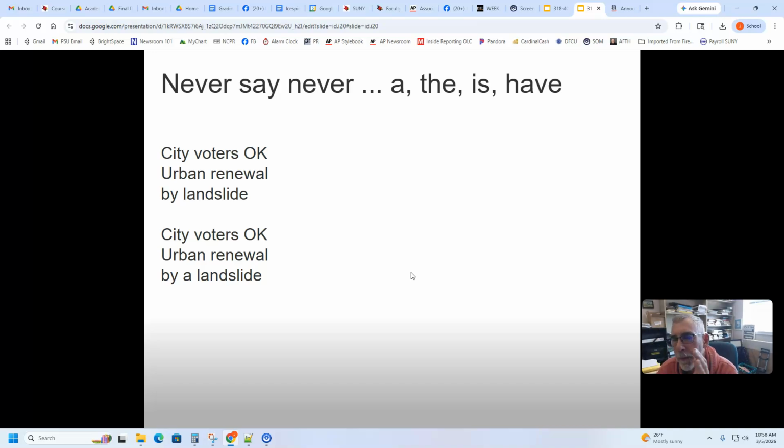How about the or a or is or have? Look at these two headlines. Sometimes removing those words does change the meaning a little bit. This is a little hard to get your head around. The word landslide means like in a vote, a landslide is like by a huge margin, right? City voters, okay, urban renewal by landslide, by a landslide vote.